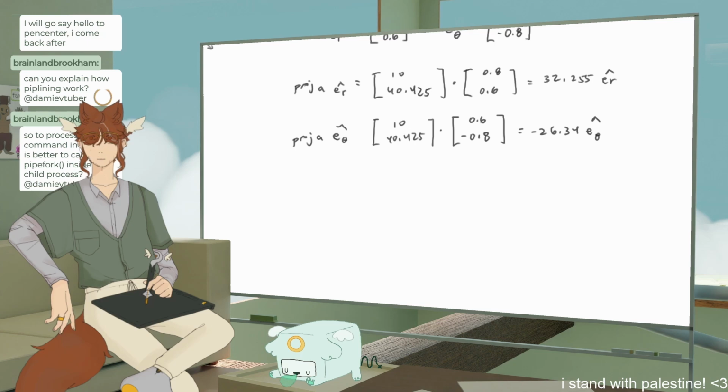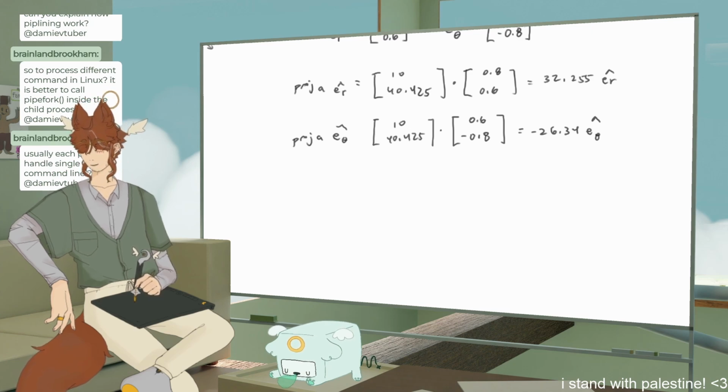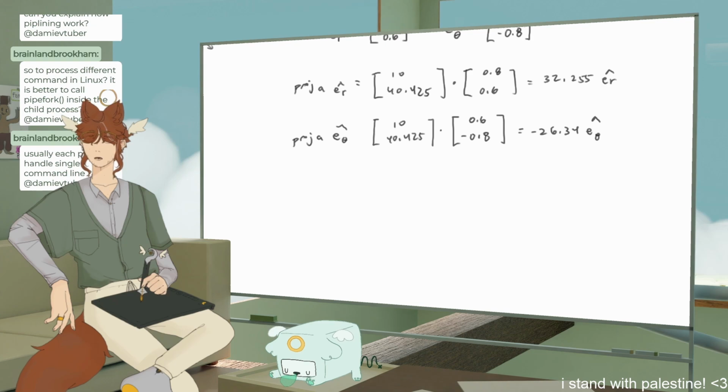Let's see. Can pipe fork? Usually each process handles a single command line. Can a child process work? Child process that receives fork can only, okay, well that's crazy. When should a child be able to use a fork? That is a baby. That is not computer science.